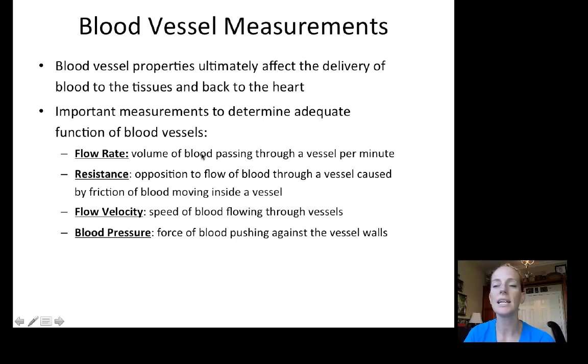So how much blood is getting through the vessels in a single minute? That's the flow. The resistance is opposition to that flow. So there is friction as the blood moves through a vessel, and the resistance is the term that accounts for that. So we have the blood moving through, and then we have the resistance, which is stopping the blood from moving through. So they're opposing forces. We can then measure the speed of the blood flow, and we will also measure the force of the blood, how much pressure is pushing against the vessel walls as the blood moves.